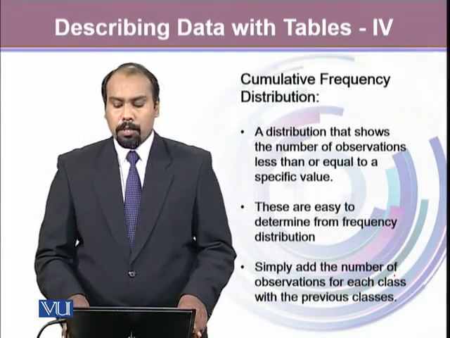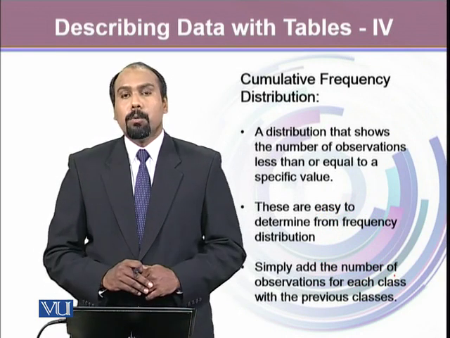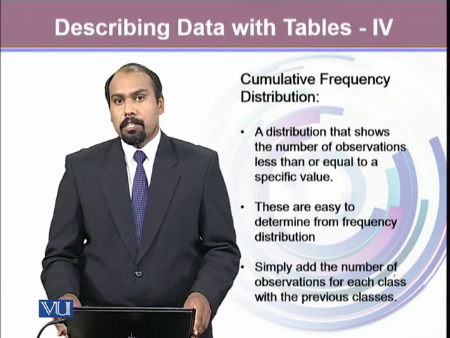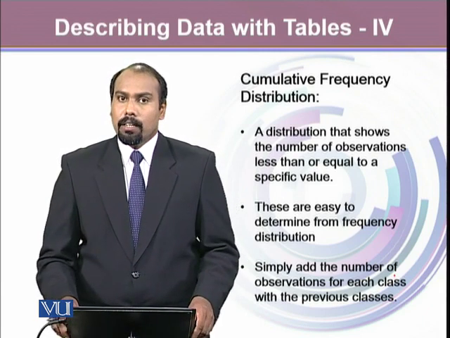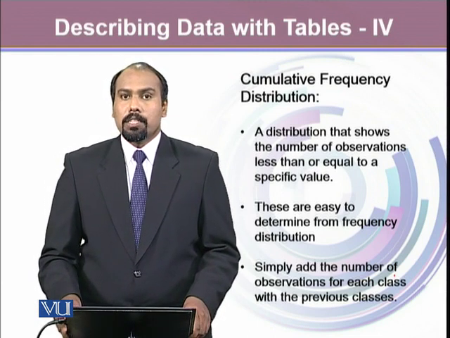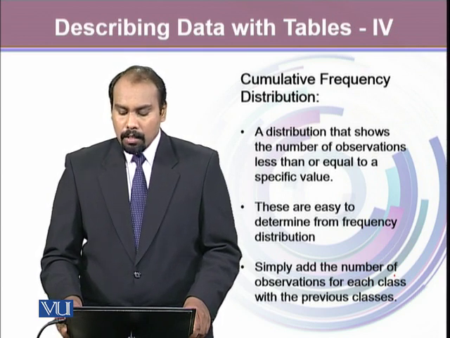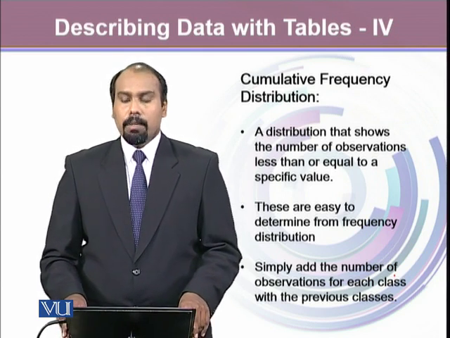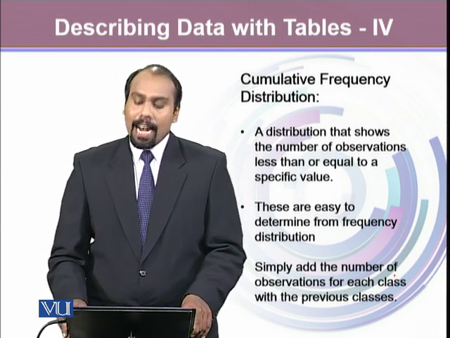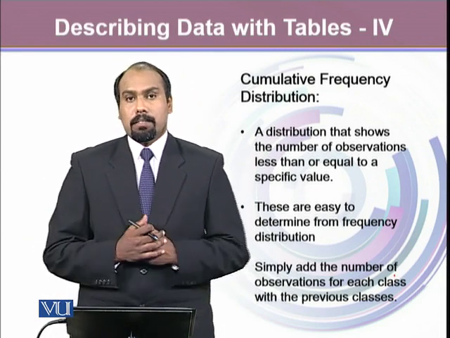Cumulative frequency distribution shows the number of observations less than or equal to a specific value. Cumulative frequency distributions are constructed when we add another column to the frequency distribution. That's called cumulative frequencies. These are easy to determine from the frequency distribution, where we simply add the number of observations for each class to the previous classes.